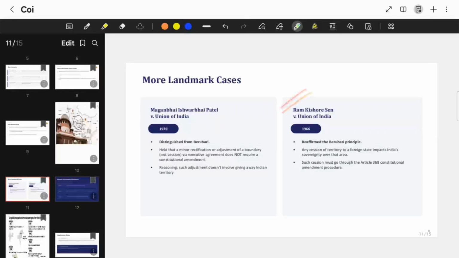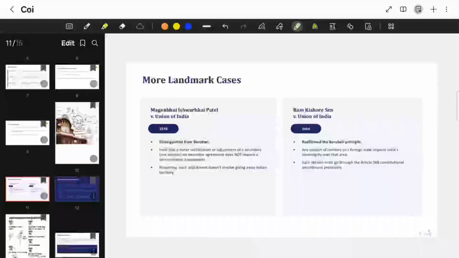Next is the Ramkishore Sen versus Union of India case, 1966. This one reaffirms Berubari from a different angle. Any cession of territory to a foreign country affects India's sovereignty over the land. Therefore, it must go through the Article 368 amendment process, and no shortcuts there.